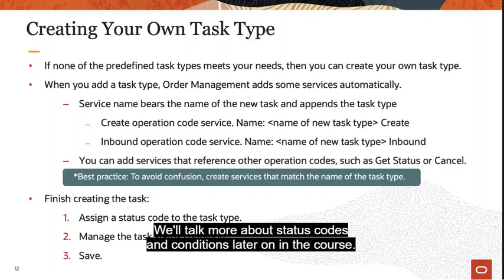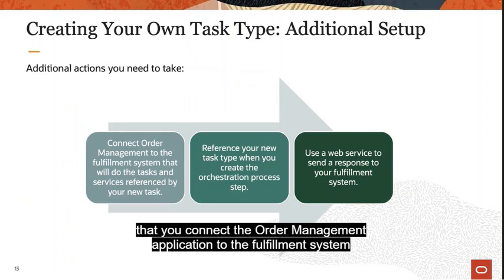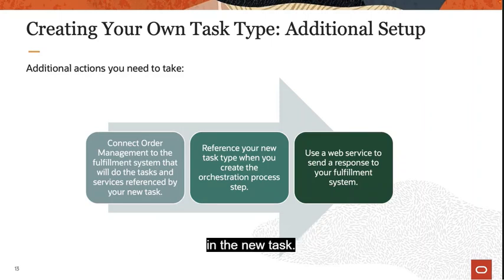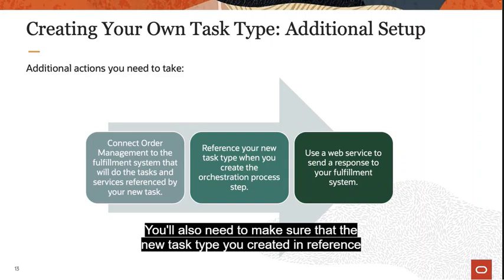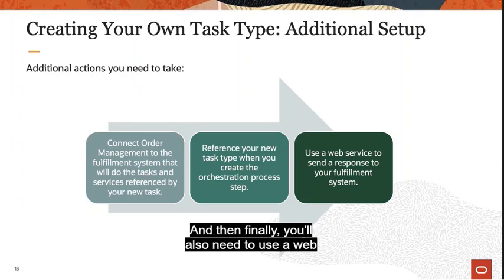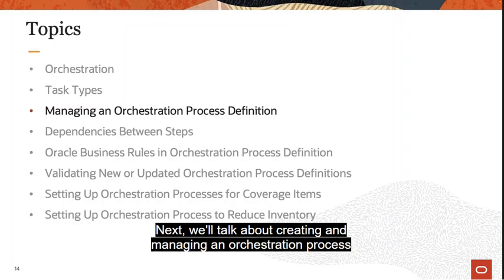When you do create your own task type, you'll also need to do the following. You'll need to make sure that you connect the order management application to the fulfillment system that's actually going to perform the tasks and services that you've referenced in the new task. You'll also need to make sure that the new task type you created and referenced will be part of the orchestration process steps that you define. And then finally, you'll also need to use a web service to make sure that you can send the response to the fulfillment system. Next, we'll talk about creating and managing an orchestration process definition.